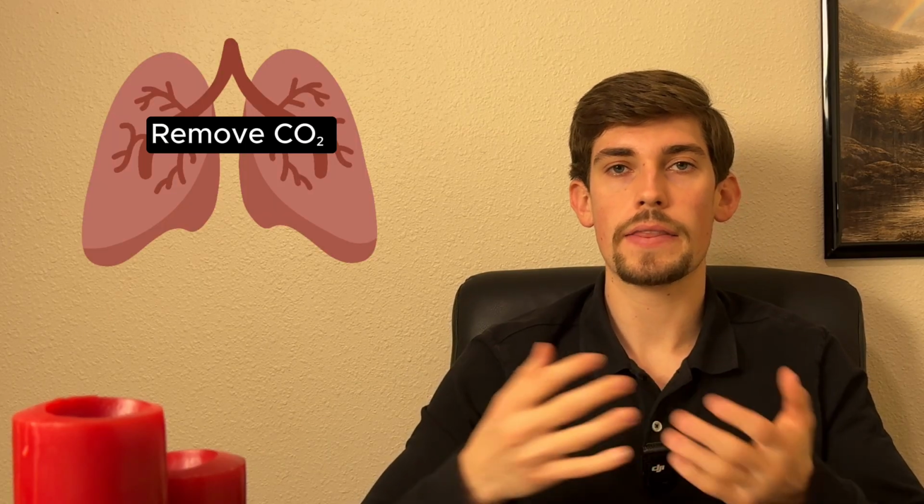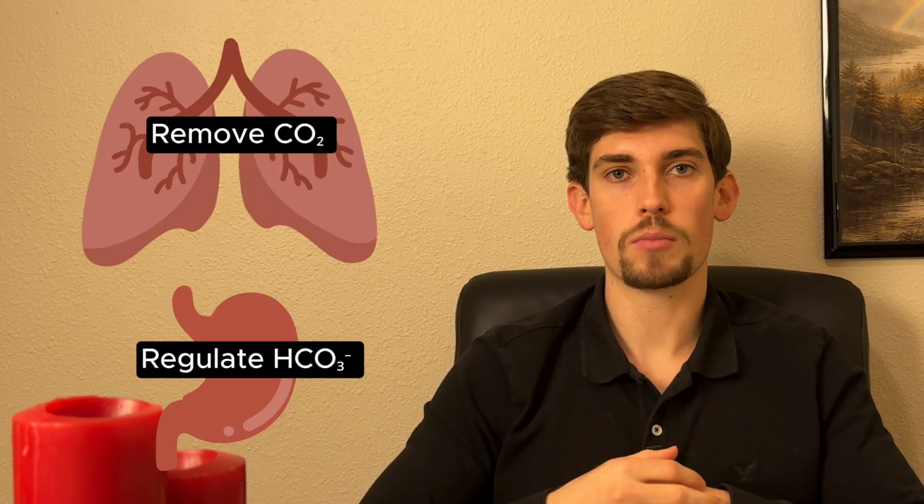Here's the core idea. The body is constantly dealing with acid being produced, and it has two main ways to keep things balanced. The lungs remove CO2 quickly, and the kidneys regulate bicarbonate more slowly. The reason this system is so important is because the body's processes only work within a very narrow pH range. If pH shifts too far in either direction, it starts to affect enzymes, the heart, and the brain.